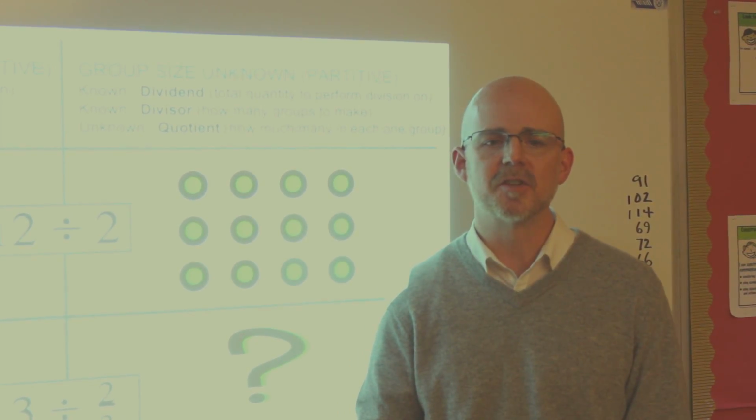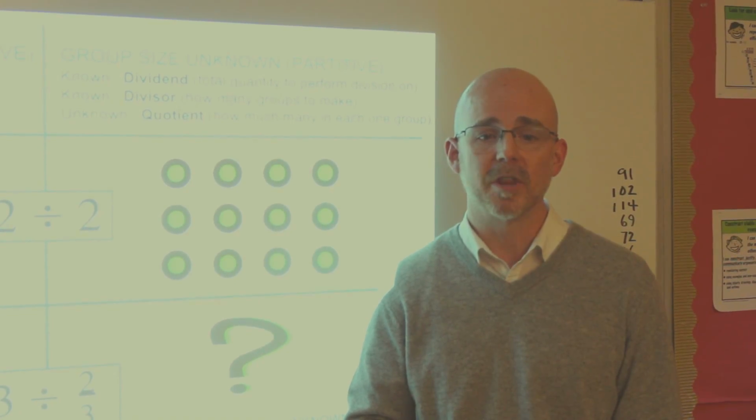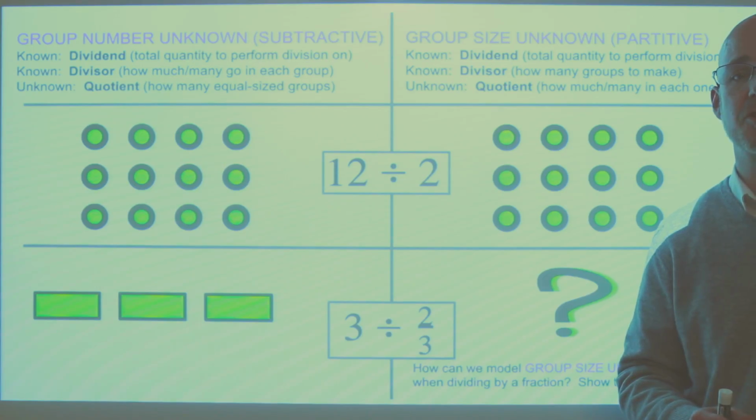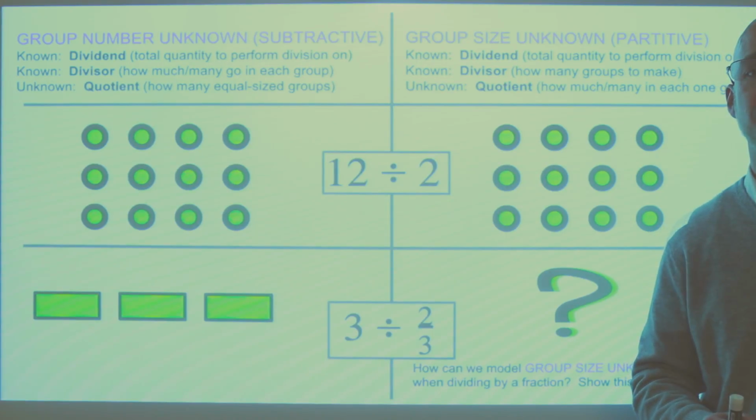You may have heard it said that division is like repeated subtraction. Well, that's one of the two types of division, and is useful when you know how much belongs in each group, but need to find out how many groups there will be. This type of division is called group number unknown or subtractive division.